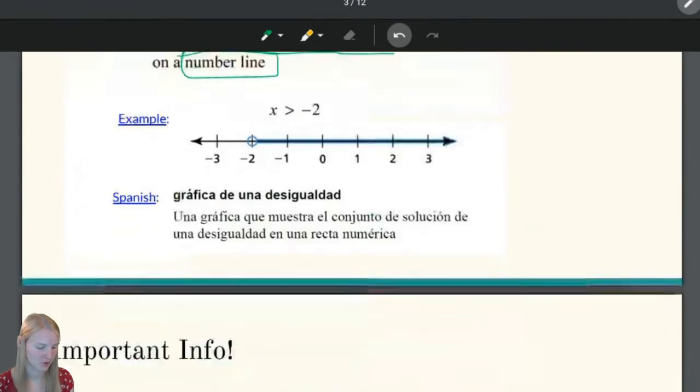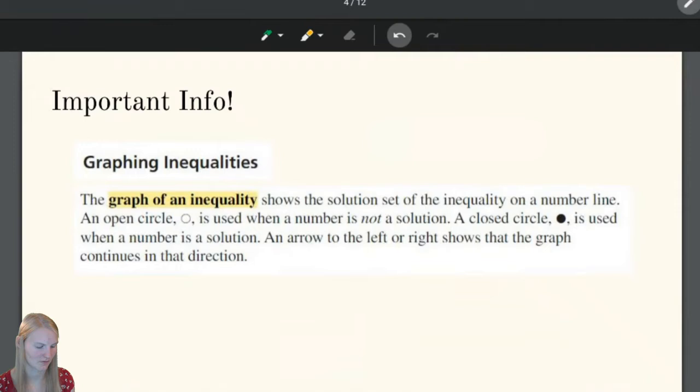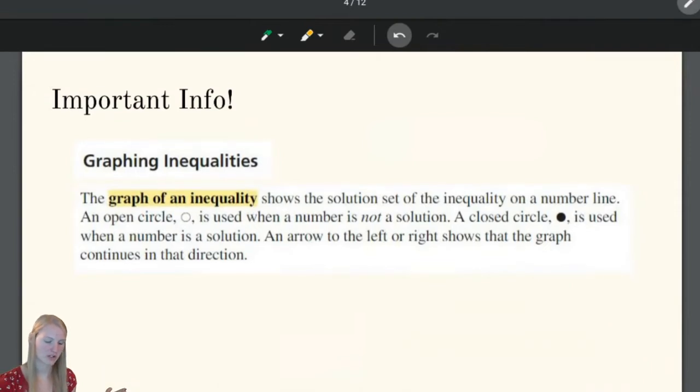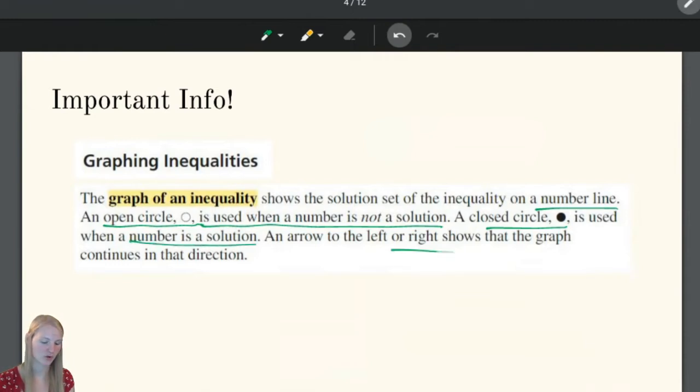Important information: the graph of an inequality shows the solution set of the inequality on a number line. An open circle is used when a number is not a solution. A closed circle is used when a number is a solution. An arrow to the left or right shows the graph continues in that direction. This might be confusing.